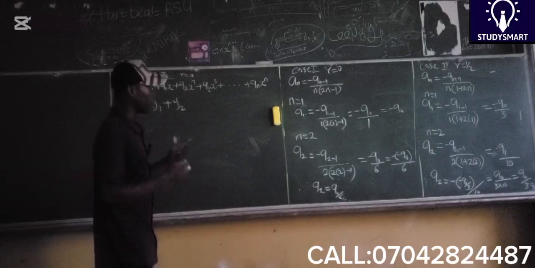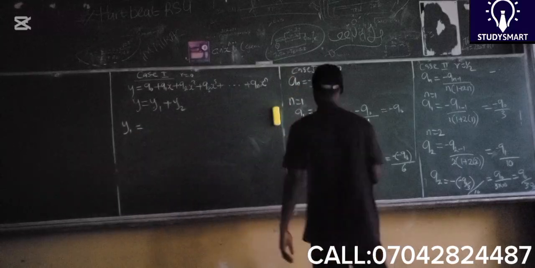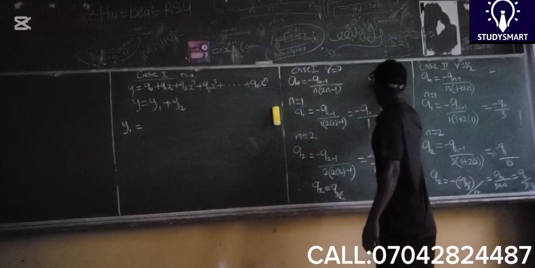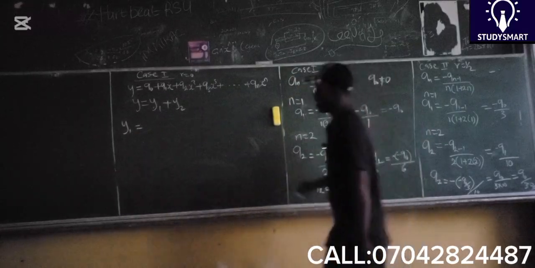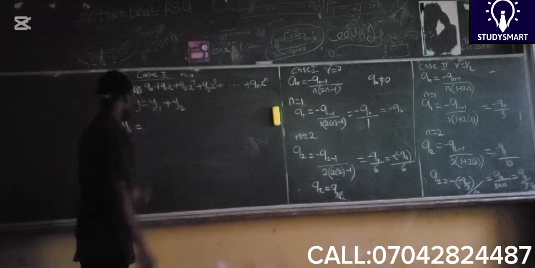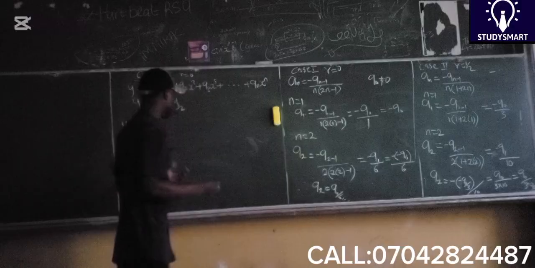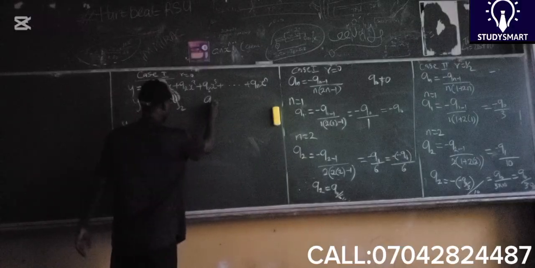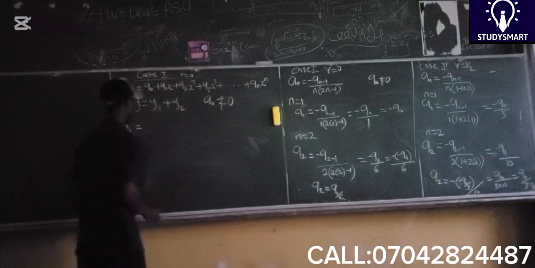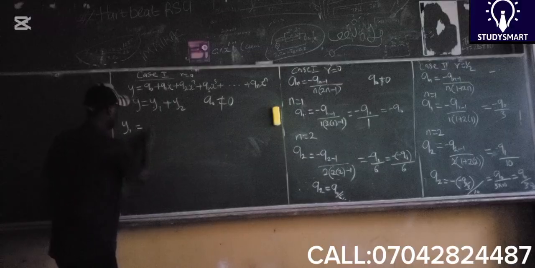Remember, or don't forget, that in this whole expression that we are doing, a naught must not be equal to 0. Even from this series expansion, if you check very well, we started from A1, A2, and all the rest. But just bear it in mind that a naught is not equal to 0.